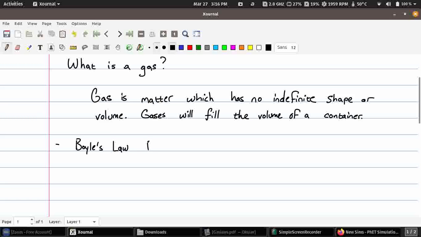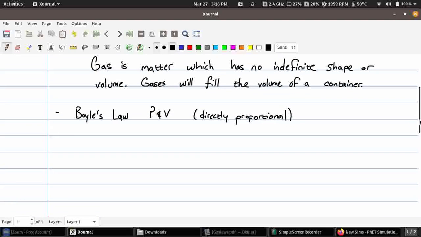Boyle's Law is between pressure and volume, and it's directly proportional. And I'm going to explain what that means in a little bit when I individually go through each one.